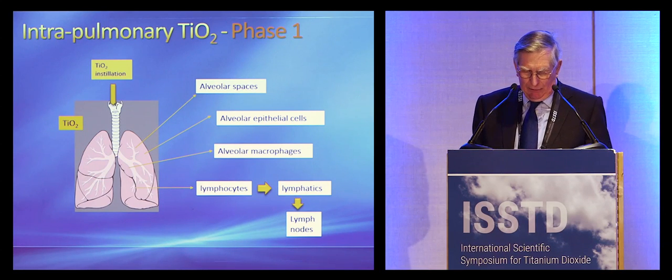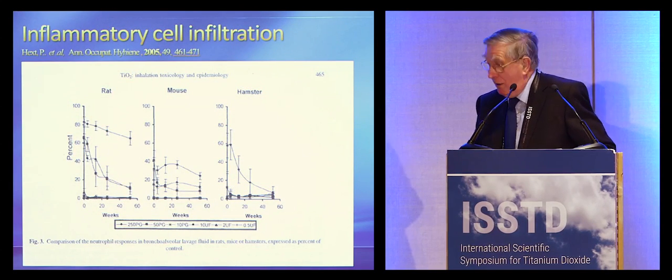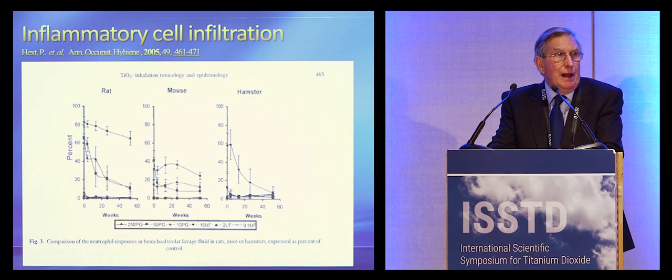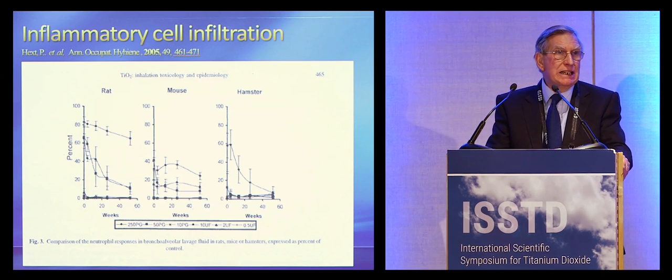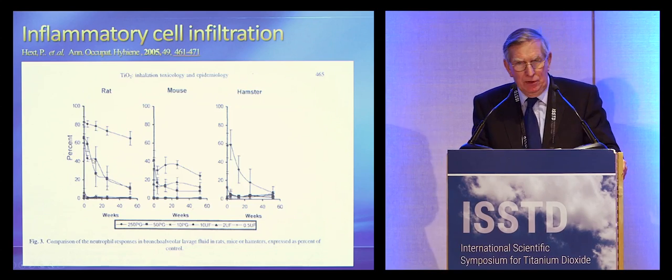The result, the difference in the interspecies inflammatory patterns. Again, you see here, the rat is an unusual species. Differs from the mouse, differs from the hamster.